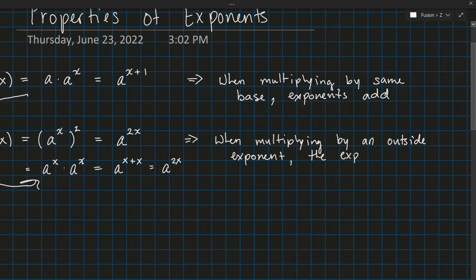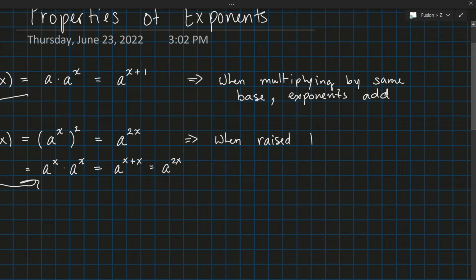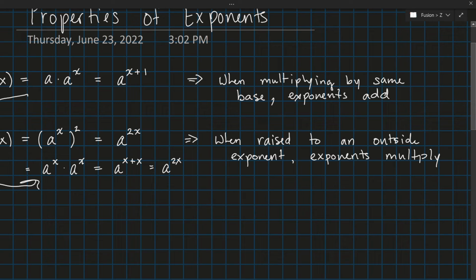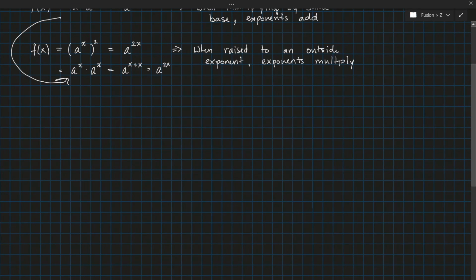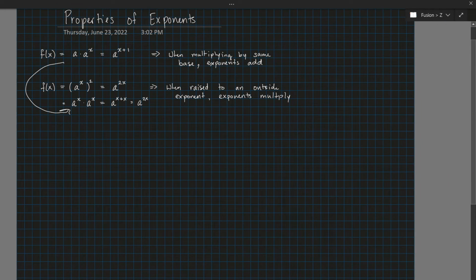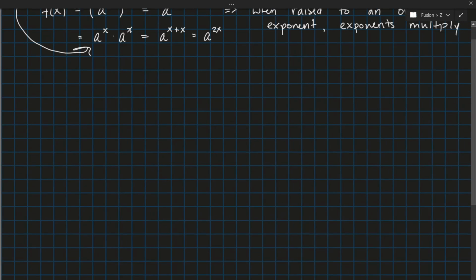Wait, I wrote that wrong. When raised to an outside exponent, exponents multiply. Okay. So we have those two properties, and we can begin.